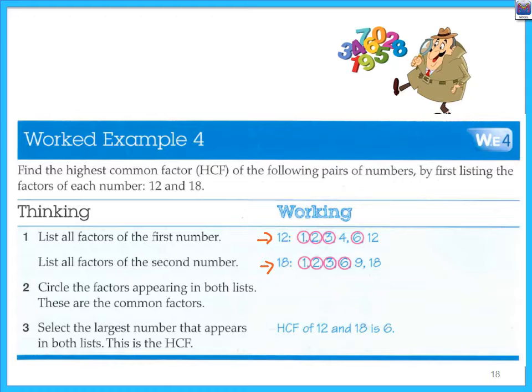Now we're looking for the highest common factor, so we're looking for the biggest number that's in common between these two. And we've circled all the numbers that are in common, but this one is the biggest number that's in common, so we write out this statement at the bottom. The highest common factor of 12 and 18 is 6, and there's your answer.